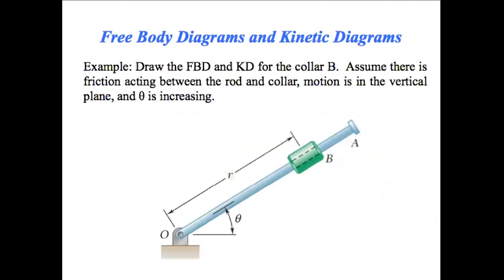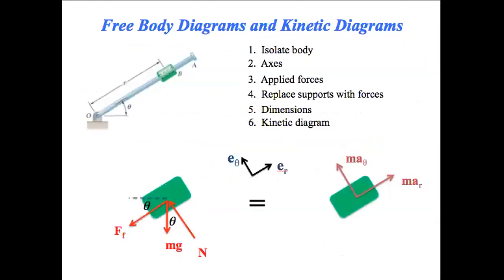Example. Draw the free body diagram and kinetic diagram for the collar B. Assume there is friction acting between the rod and collar. Motion is in the vertical plane and theta is increasing. This is the free body diagram and kinetic diagram of collar B. We draw the kinetic diagram in the polar system, or radial and transverse coordinates. We have m a_r and m a_theta.